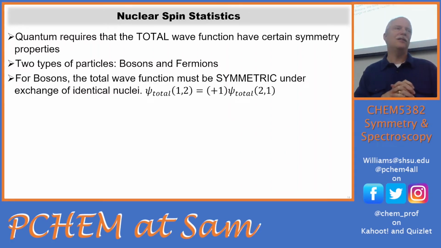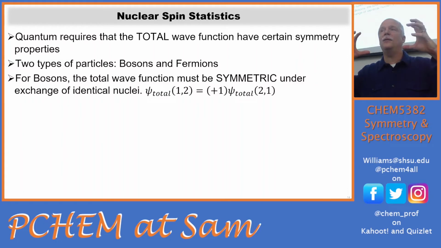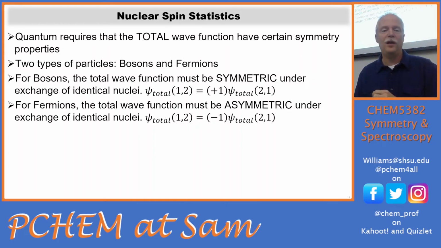For bosons, the total wave function must be symmetric under exchange of identical nuclei. So if you have a homonuclear diatomic and you exchange the labels on those nuclei, then the total wave function should have a +1 character in front of it. So it should be symmetric under exchange, whereas for fermions, it should be antisymmetric. There's one way to tell the difference between fermions and bosons.